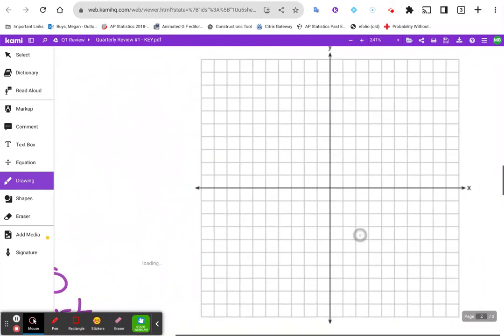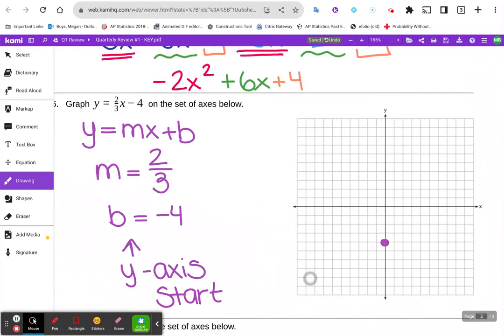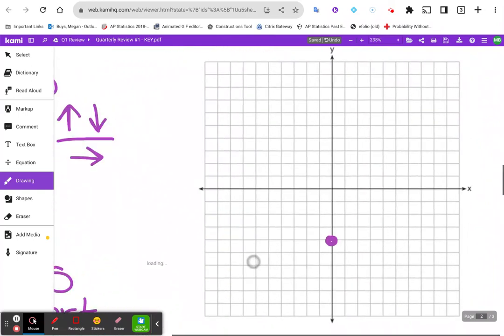So when I go to do this, I'm starting at negative 4. So I go to y, that's the vertical line here. Negative 4 means I'm going down 4. So that should be my first point. Remember, with your slope, it's either up or down. So it's positive, so this one's going to be up. And we go to the right from here. So we're going to go up 2 and 3 to the right.